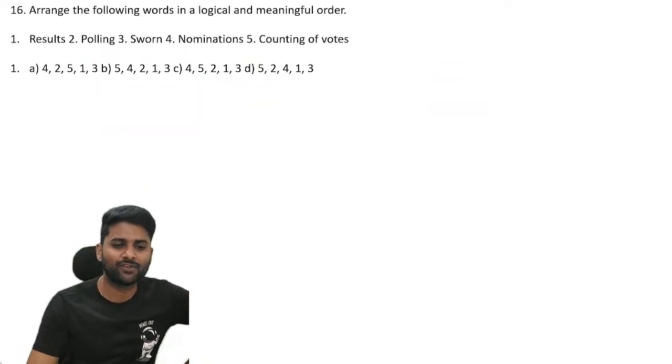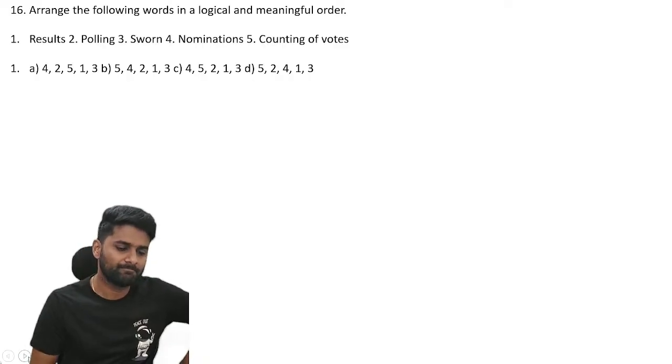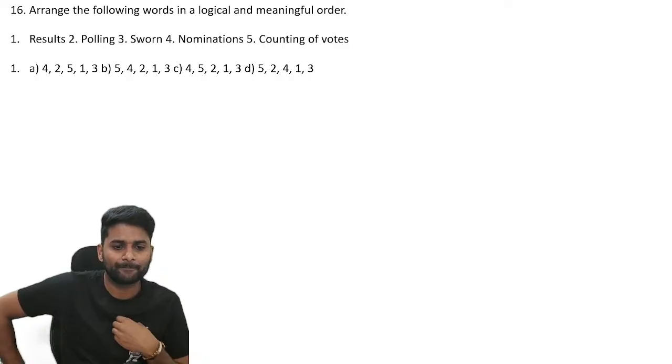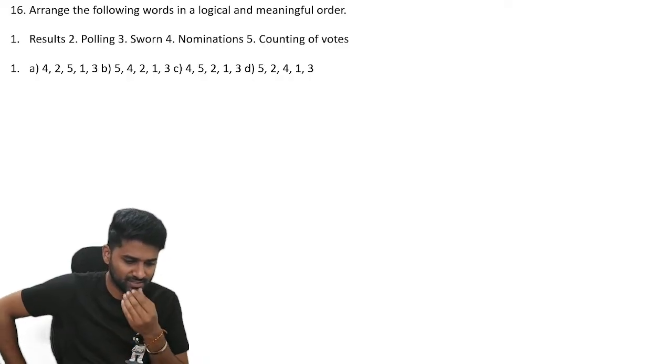Next, arrange the following words in logical and meaningful order. Yes, very good, Nana. So find the logical and meaningful order. We have the given words: results, polling, swan, nominations, counting of votes. So what is the exact procedure for this election? They are not given in any specific order, you have to arrange them. So that's all about the concept.